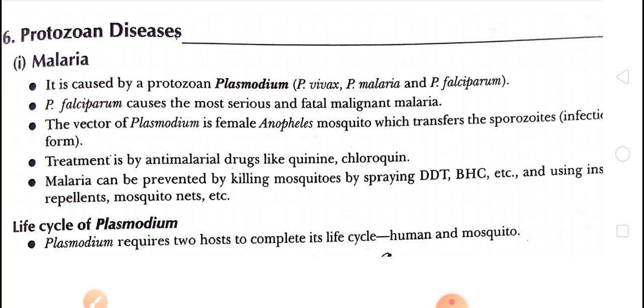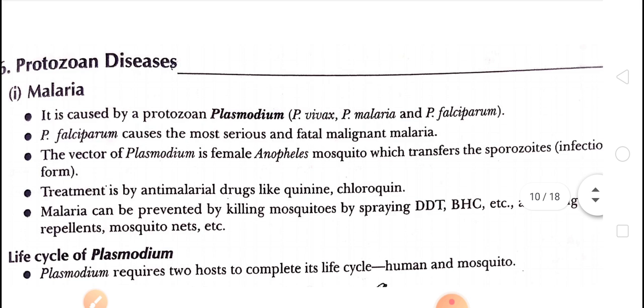Children, in our previous videos, we were discussing chapter number 8, that is Human Health and Disease. In this chapter, we have discussed bacterial and viral diseases. Now, in this video, we will cover protozoan, fungal and helminthic diseases. Okay, so let's start with malaria, which is a protozoan disease.